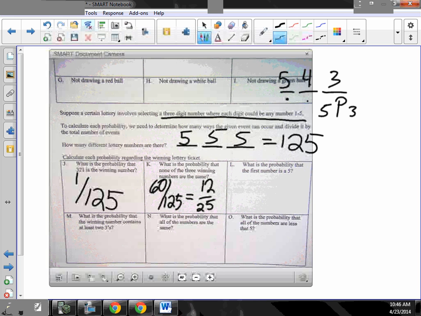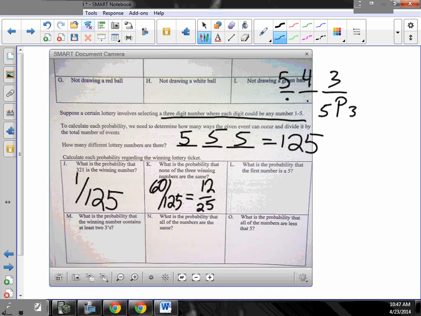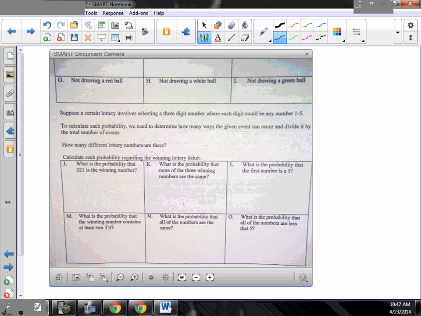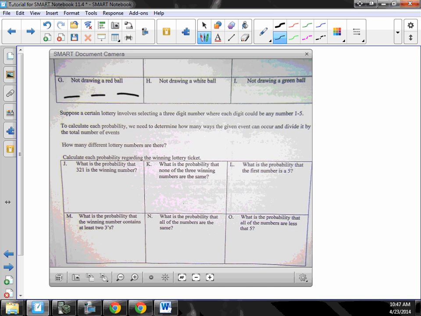Letter L. What is the probability that the first number is a 5? Probability that the first number is a 5. Well, this is a permutation, so let's write it out. If the first number is a 5, how many ways are there to pick the first number? 1. It's a 5.